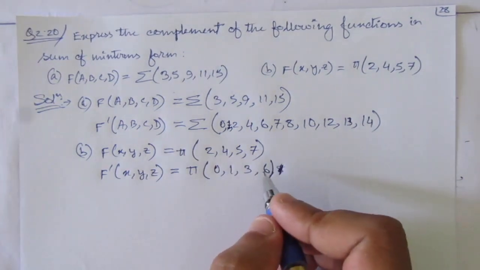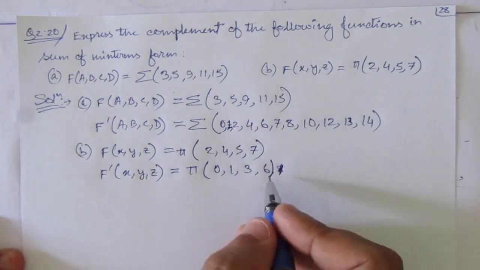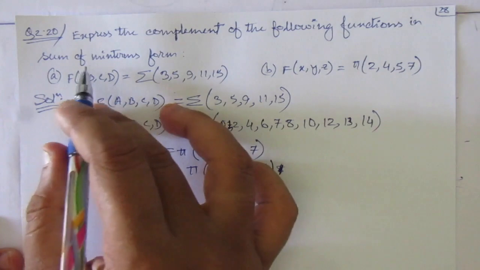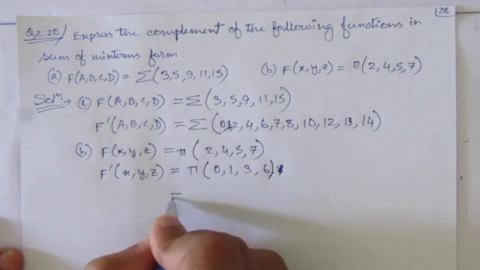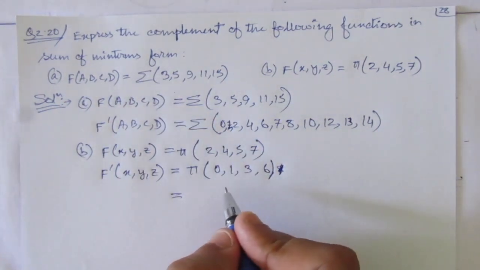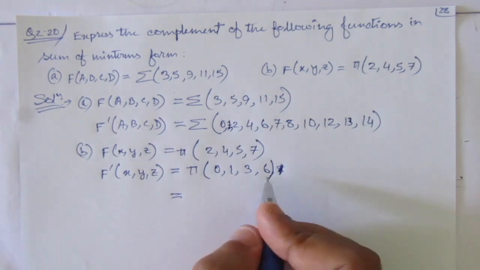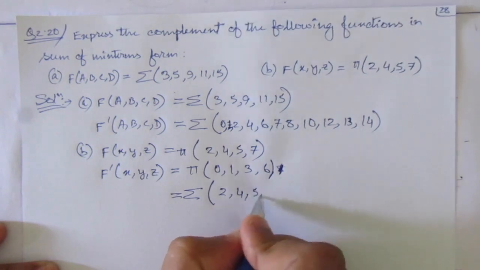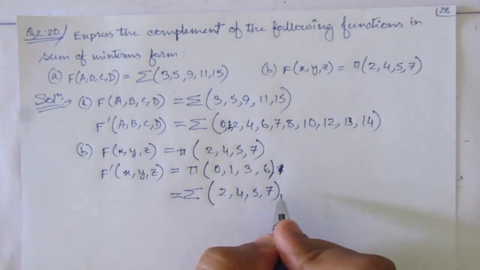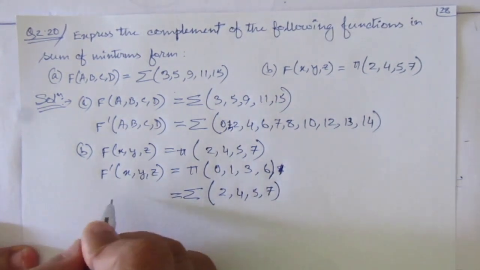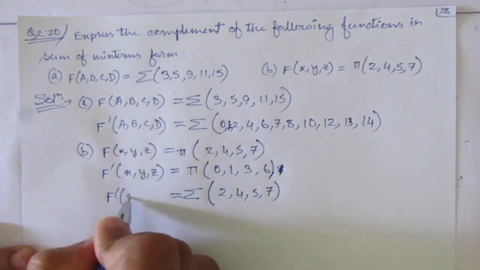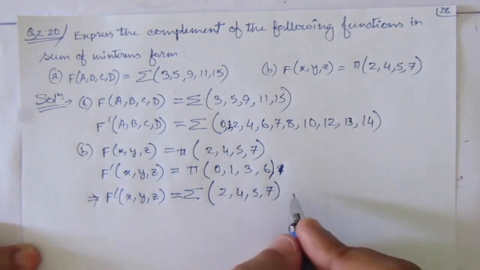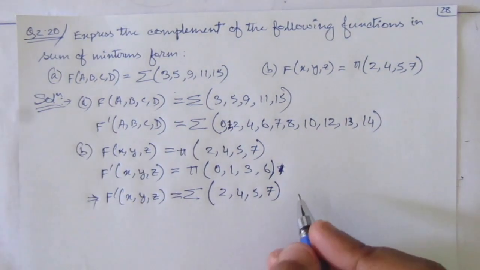So this is the complement in product of maxterm expression, but in the question we have to express this in sum of minterm expression. In sum of minterm expression, we will have the numbers that are not present here. So we will have 2, 4, 5 and 7. This is the complement function in sum of minterm expression. So F dash of x, y, z equals this much, and this is the sum of minterms expression.